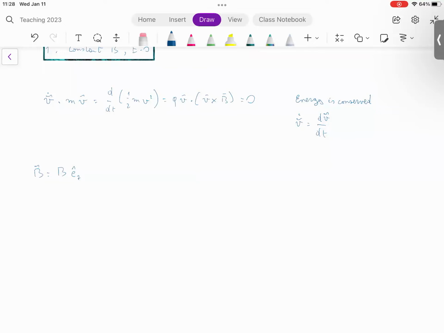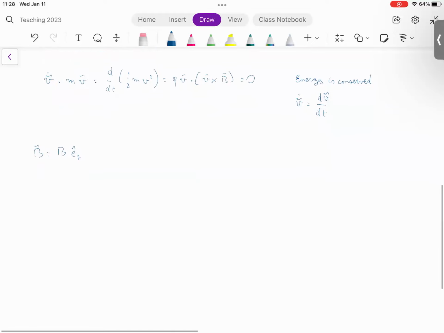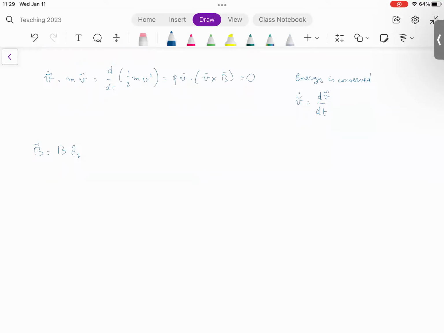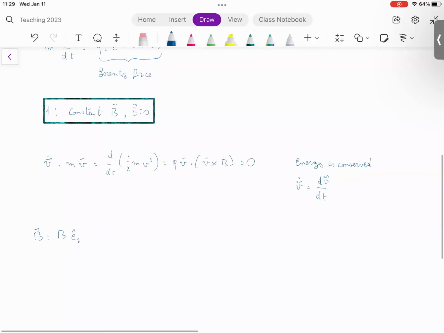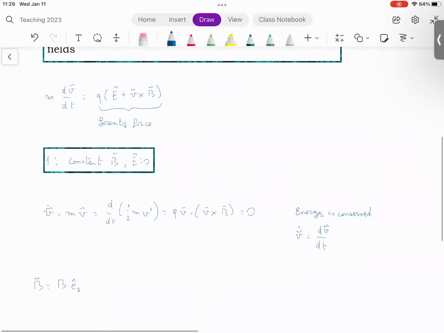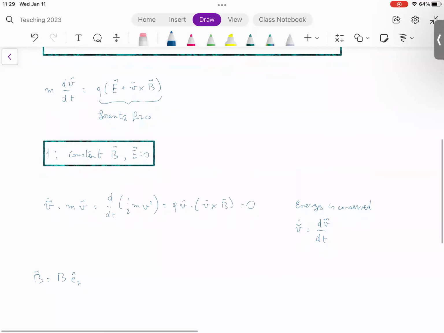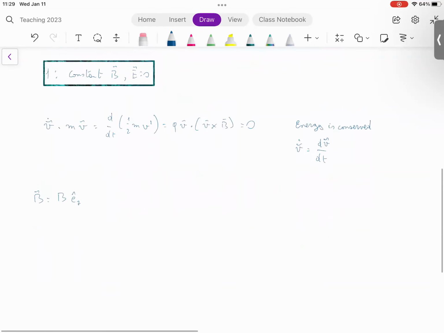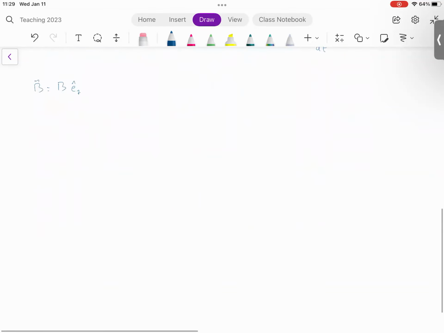Other books, including possibly our textbook, use different notations. It doesn't matter. You understand what I mean. Okay, then if B is in the Z direction, look back at my Lorentz force. There is no force in the Z direction because the force is perpendicular to B. Therefore, I need to solve the motion only for the X and Y components.